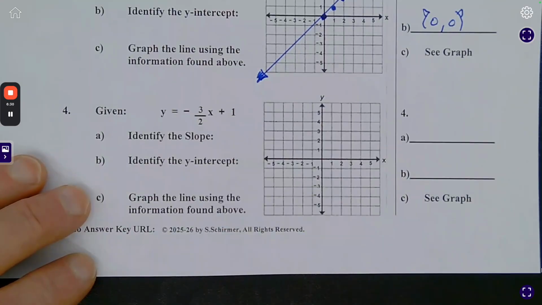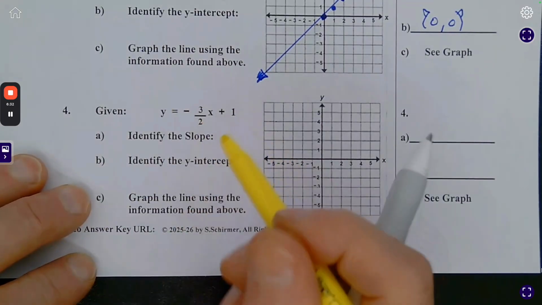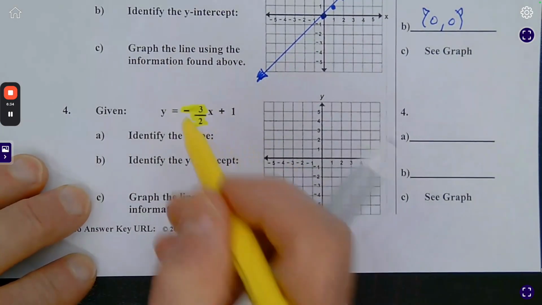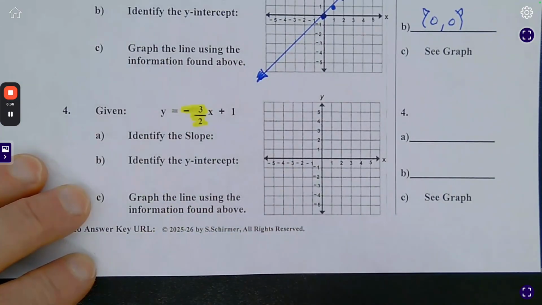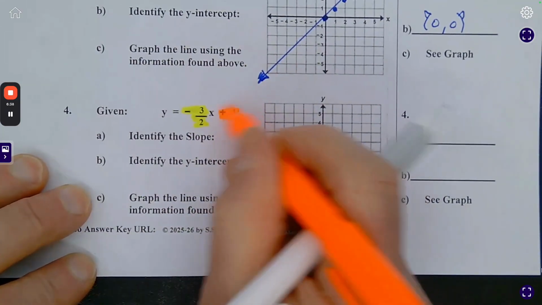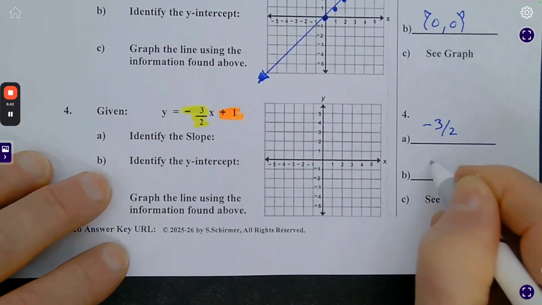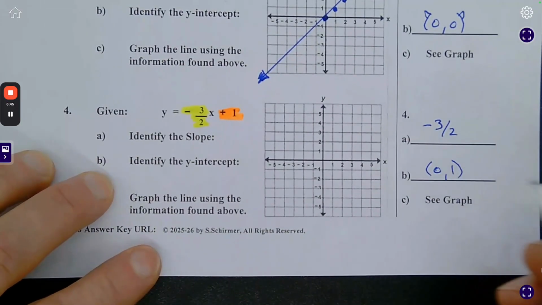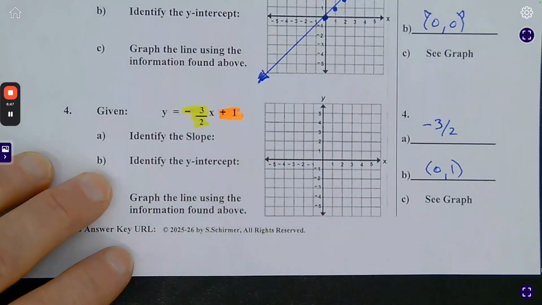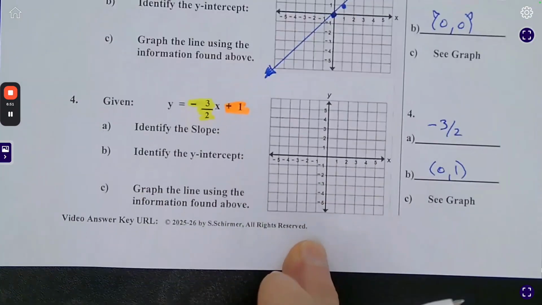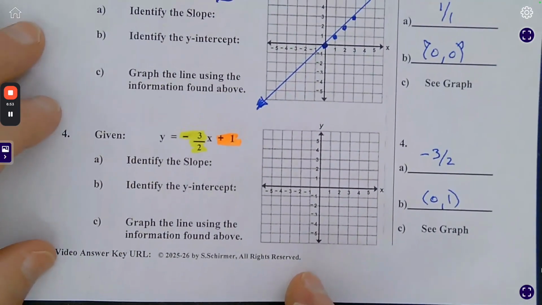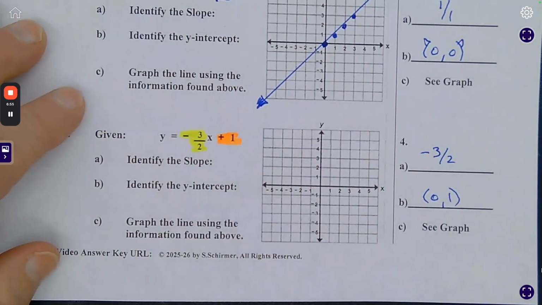Okay, here we go. Identify the slope. That's mellow yellow. Look at that negative in front. Take it with it. Identify the y-intercept. Plus 1. All right, let's write it. Negative 3 over 2 and (0, 1). Okay, I did A and B. This is money. I think you're going to love this section. It's fun, and I think it's great.